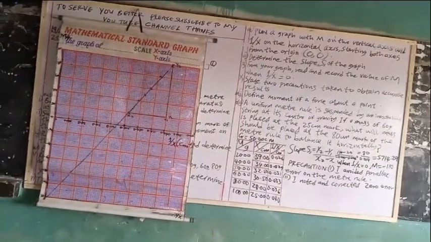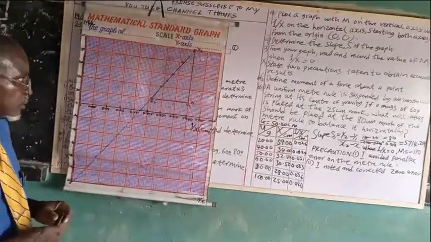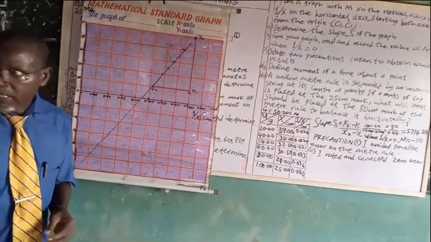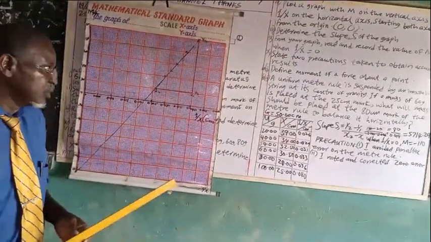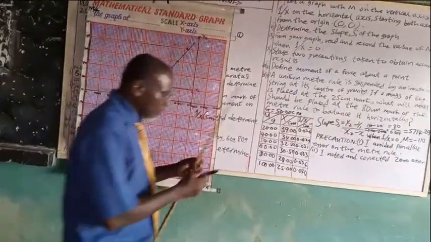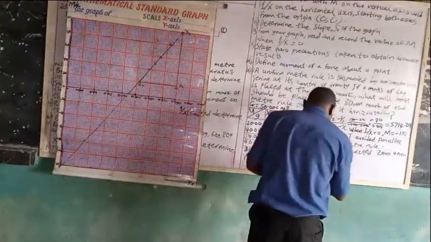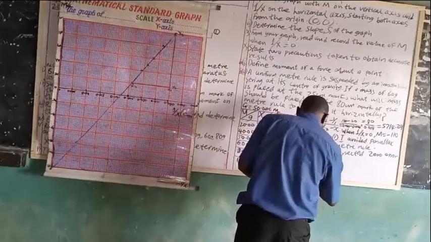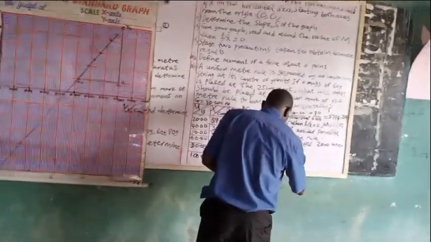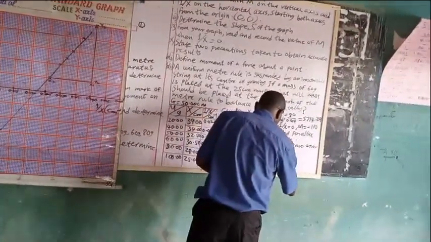The next thing is to state 2 precautions taken to obtain accurate results. First one is that I avoided parallax error on the meter rule. Then I noted and corrected zero error on the meter rule.